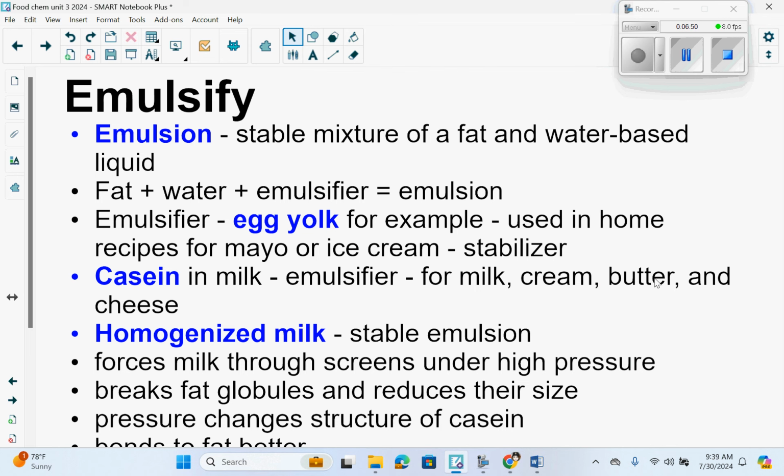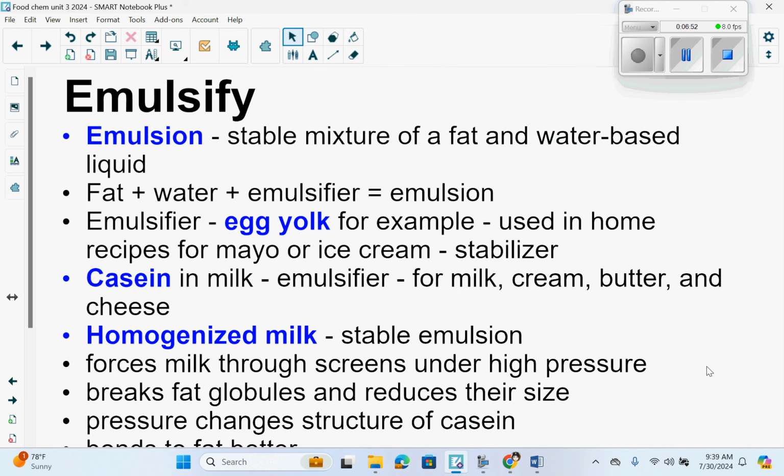Emulsify. An emulsion is a stable mixture of a fat and water-based liquid. So fat plus water plus the emulsifier equals your emulsion. One emulsifier is egg yolk, for example. It's used in home recipes for mayo or ice cream. It's a stabilizer. Casein in milk is an emulsifier for milk, cream, butter, and cheese.